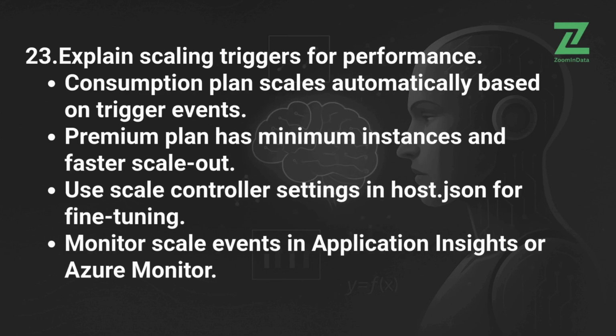Explain scaling triggers for performance. Consumption plan scales automatically based on trigger events. Premium plan has minimum instances and faster scale out. Use scale controller settings in host JSON for fine-tuning. Monitor scale events in Application Insights or Azure Monitor.